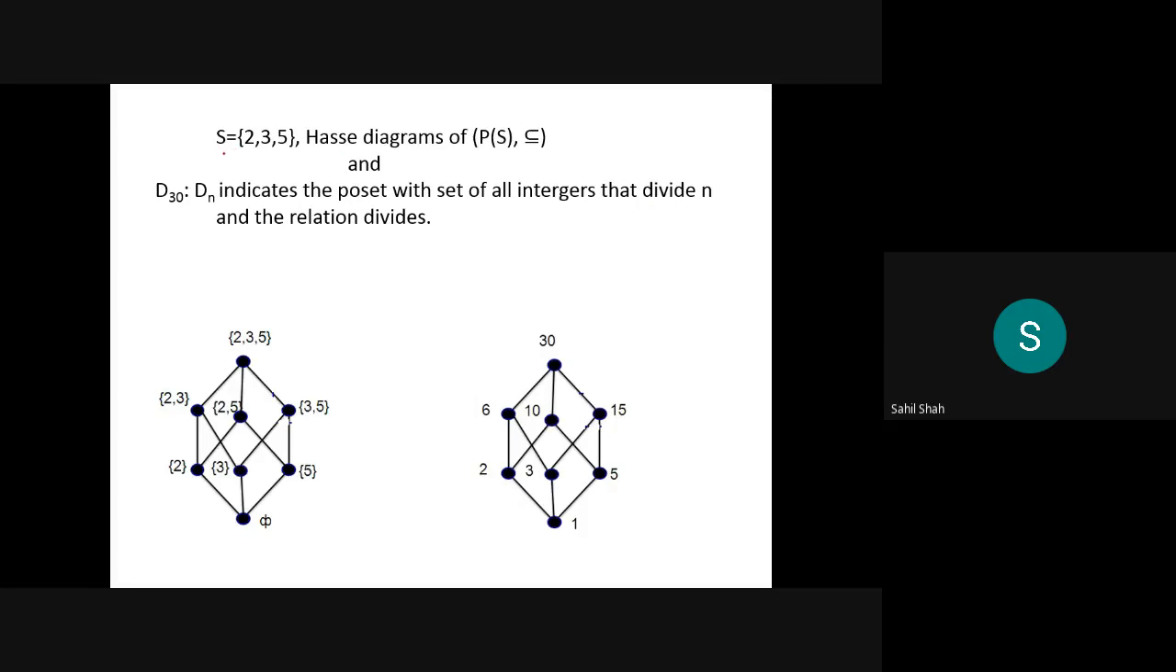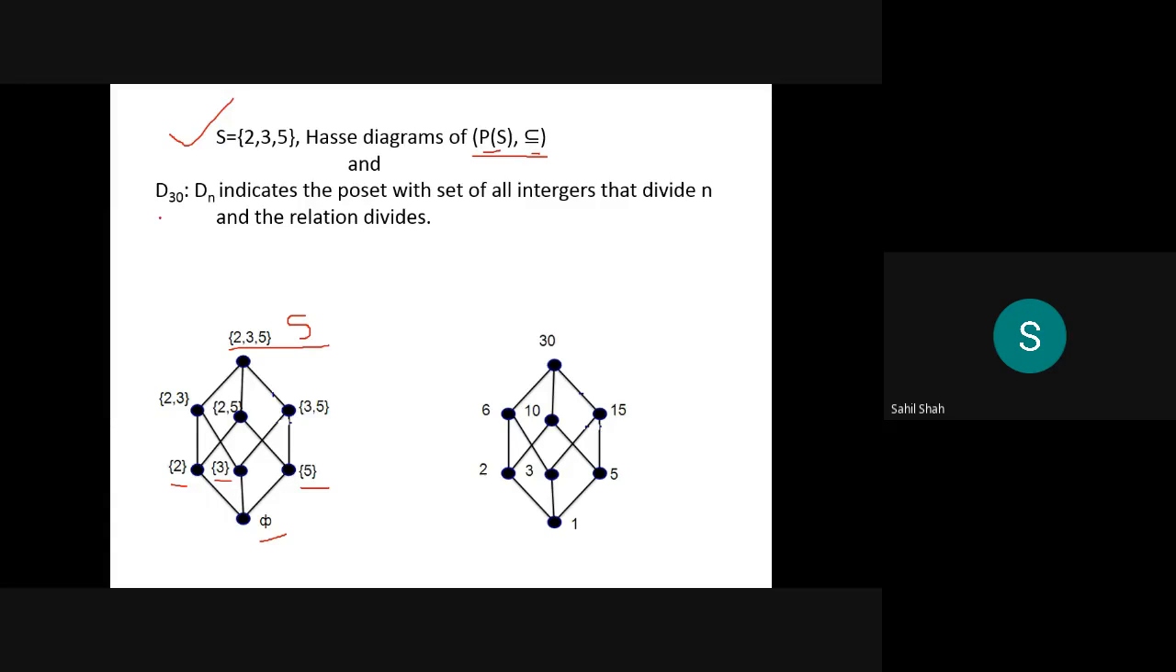Next, one more example. This we have, I think, discussed: 2, 3, 5, and a diagram of the power set of S, subset. So you can see I'm starting with phi. This phi is a subset of all the individual elements 2, 3, 5. These will be the members of the power set. Further to that, we will say 2 is a subset of 2, 3. 3 is also a subset of 2, 3. 2 is a subset of 2, 5, and so on. Finally, you will have your original set S at the top. This is the hash diagram for this particular POSET. The POSET is our set S, relation is subset of.